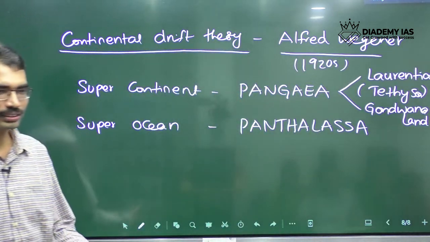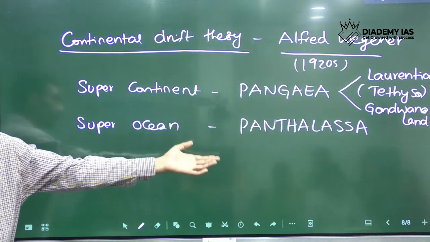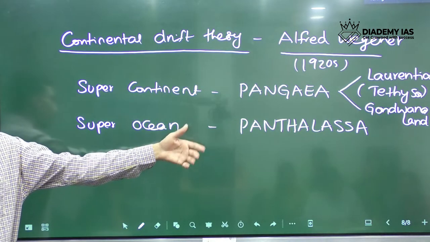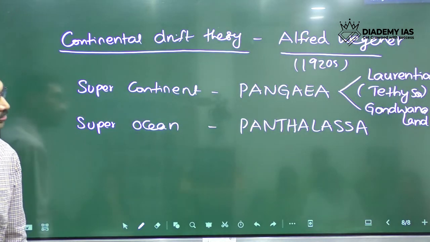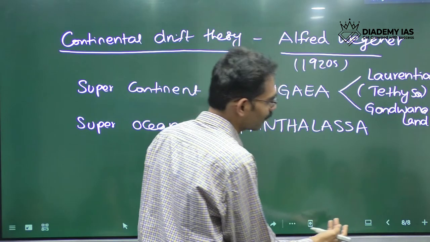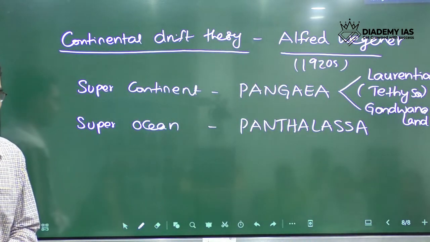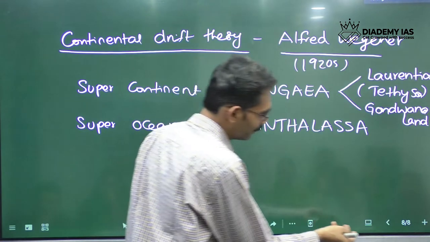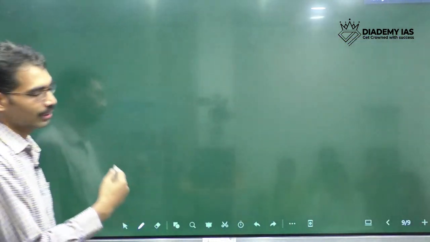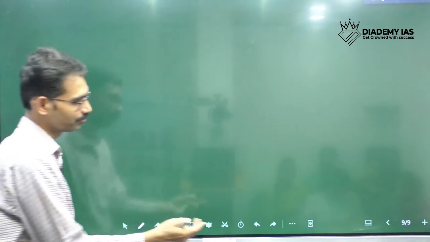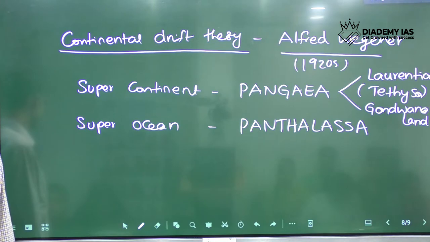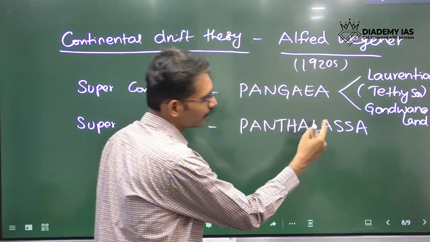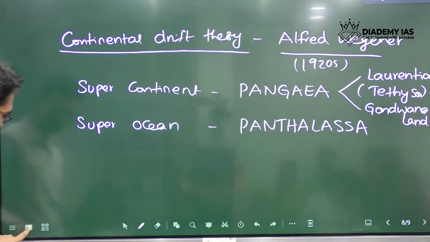Now obviously the next generation will either question it or support it. So many people questioned this particular theory and wanted to modify it with some other truth. They came up with different theories that later became plate tectonic theory. So now we are entering into plate tectonic theory. This is continental drift theory. Any doubts? Tethys Sea, Gondwana land. Suppose we see some images.